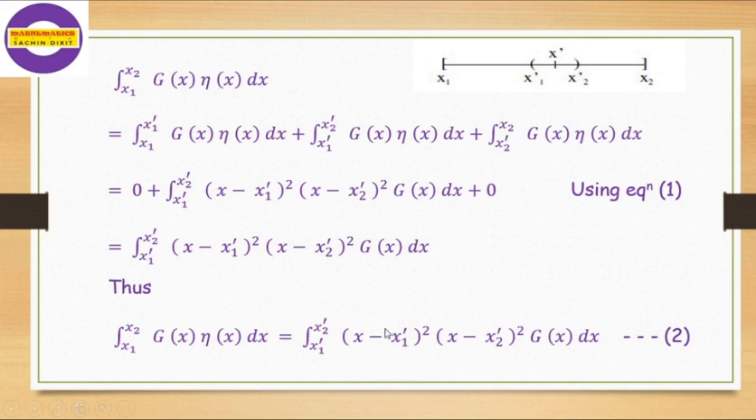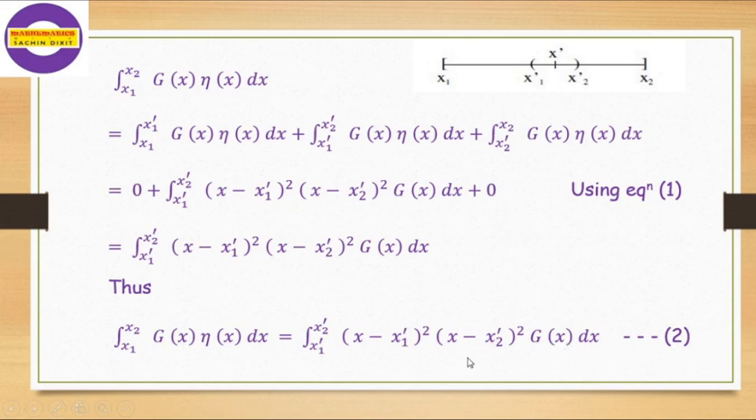Now this is a square, which means if the subtraction x minus x1 dash is negative, it becomes positive because of this square. In the same way, this term is also positive. That means these two terms are positive. Hence, whether the integral from x1 to x2 of g(x) eta(x) dx is positive or negative depends on the value of g(x) only.